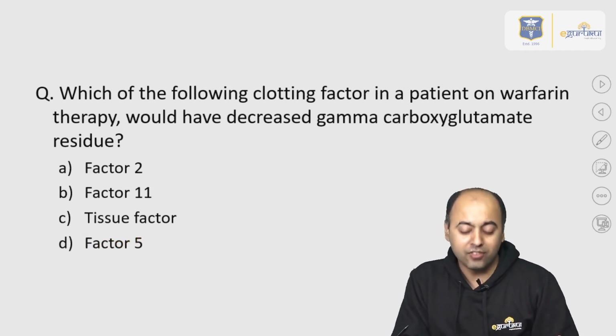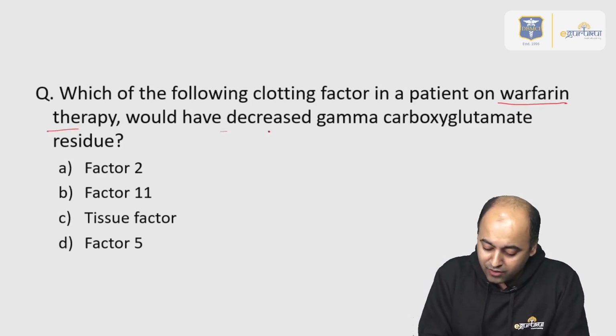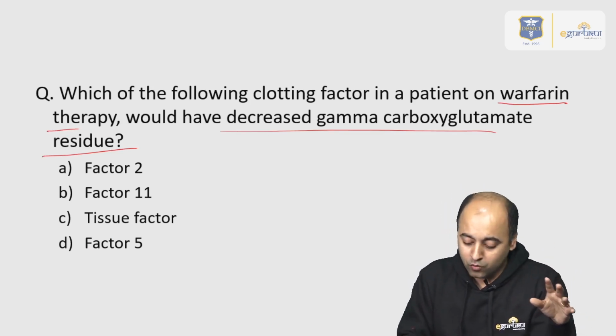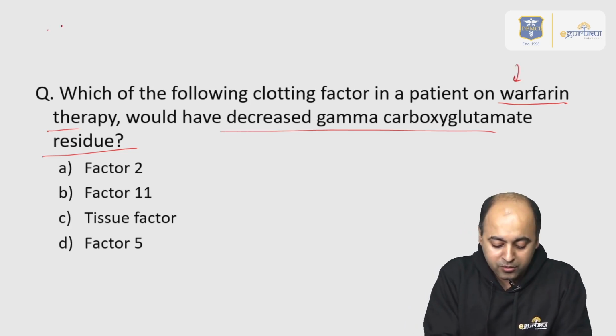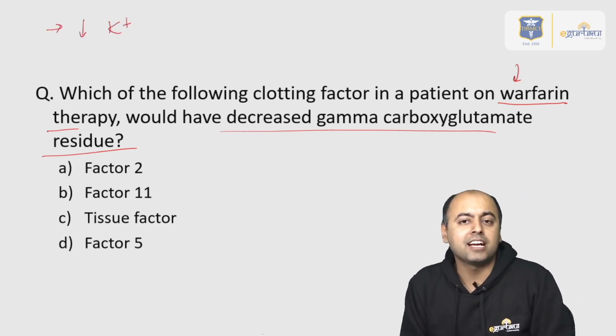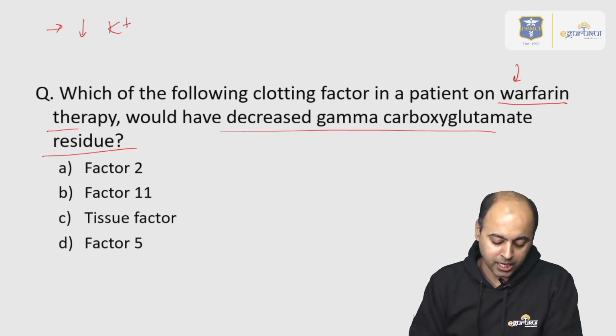Which of the following clotting factors in a patient on warfarin therapy would have decreased gamma carboxyglutamate residue? Now first you should ask yourself, what will happen if there is warfarin therapy? Then we'll look at the options. Warfarin therapy will inhibit the action of vitamin K.